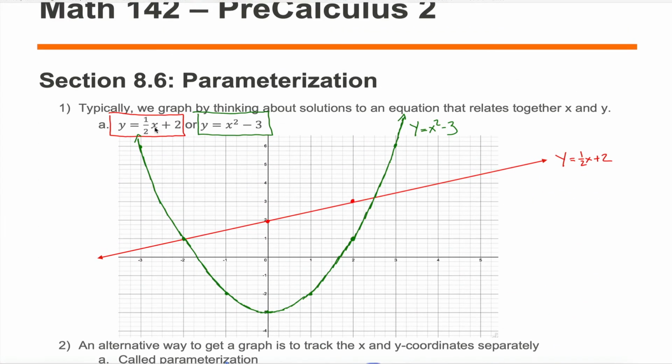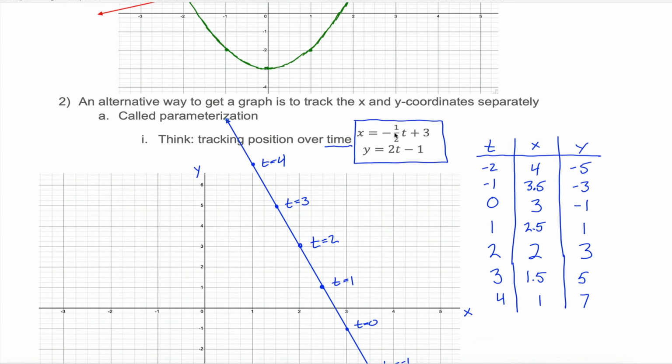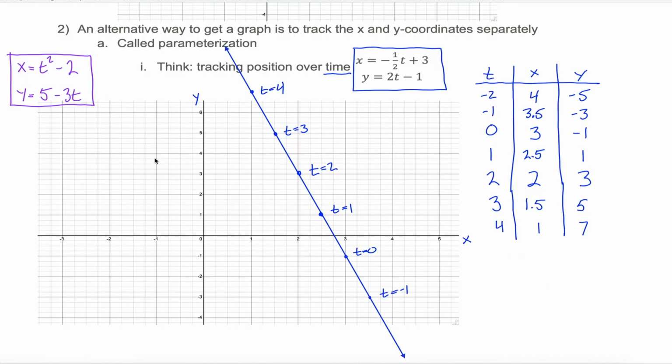Instead of one equation that relates together the x and the y coordinate, you get two separate equations, one describing the x, one describing the y. To make sure that's all making sense, let me give you another parameterized equation here. X is equal to t squared minus 2, and y is equal to 5 minus 3t. What I'd like is for you to be able to come up with the curve that these parameterized equations represent.